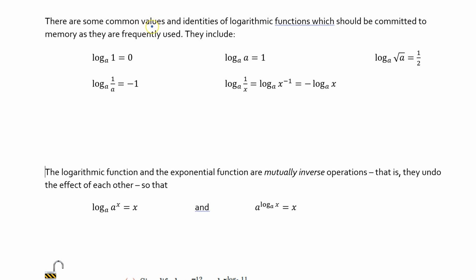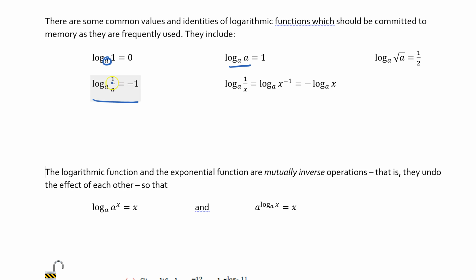Now you may have already picked up that there are some common log relationships or identities which are so frequently used that it's worth knowing them. So we use the one up above. If we have log, no, I don't think we actually did use this one. Log base a of 1 is 0 because a to the 0 is 1. So log base anything of 1 is equal to 0. We did use this one where we talked about log base 2 of 2 equaling 1. So log base a of a equals 1, because a to the 1 equals a.